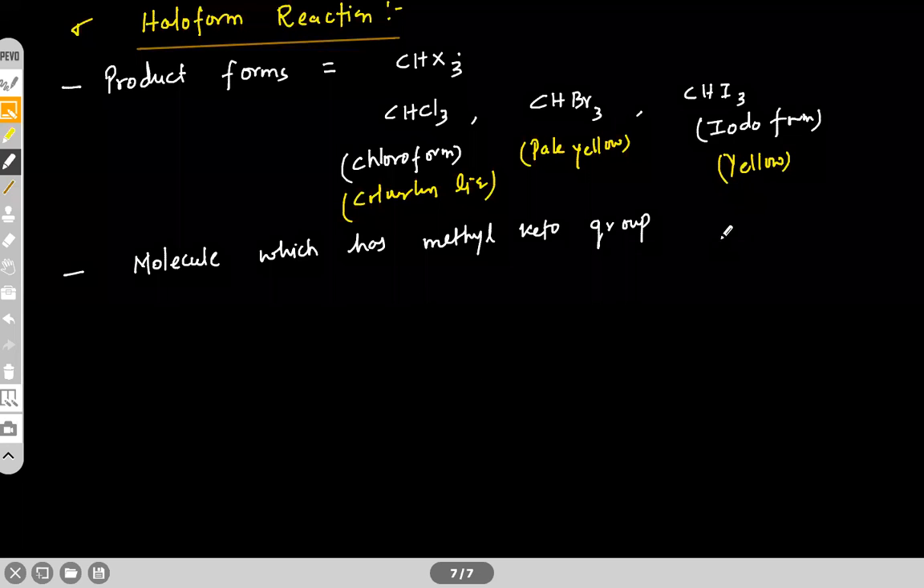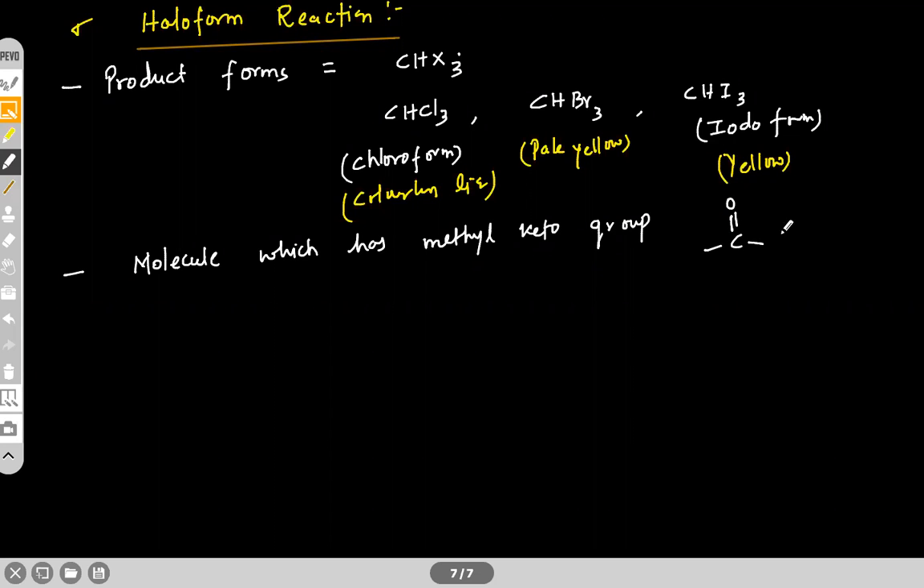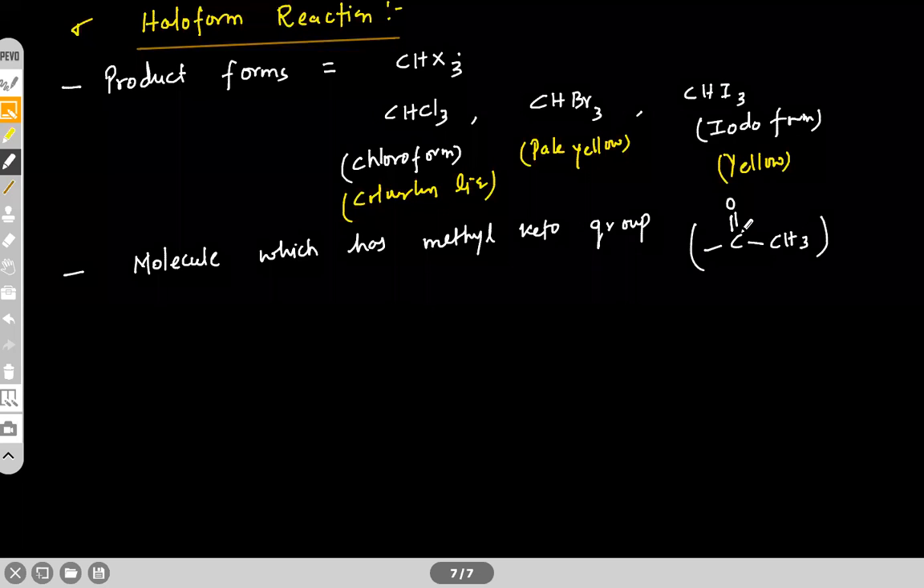Methyl keto group means we have C double bond O, a ketone, with a methyl on one side. If this group is present, then the molecule gives a positive haloform test, iodoform test, or haloform reaction. It's not like only ketones give this reaction. There are other molecules also, and we'll see them later, because this question is also asked in the exam. First, we'll try to understand the reaction here.